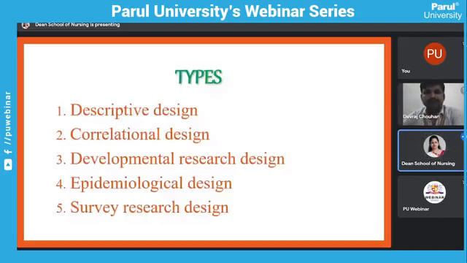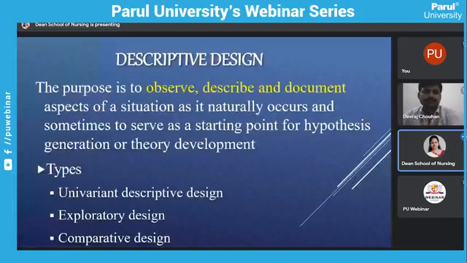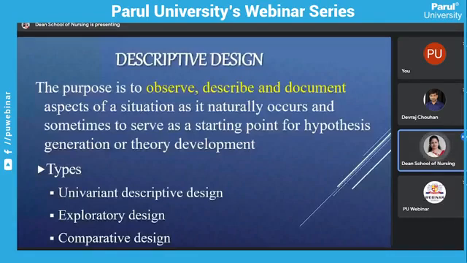Descriptive. Here, the purpose is to observe, describe, and document aspects of a situation as it naturally occurs, sometimes to serve as a starting point for hypothesis generation or theory development. Under descriptive, we have three types: univariate descriptive design, explorative design, and comparative design.